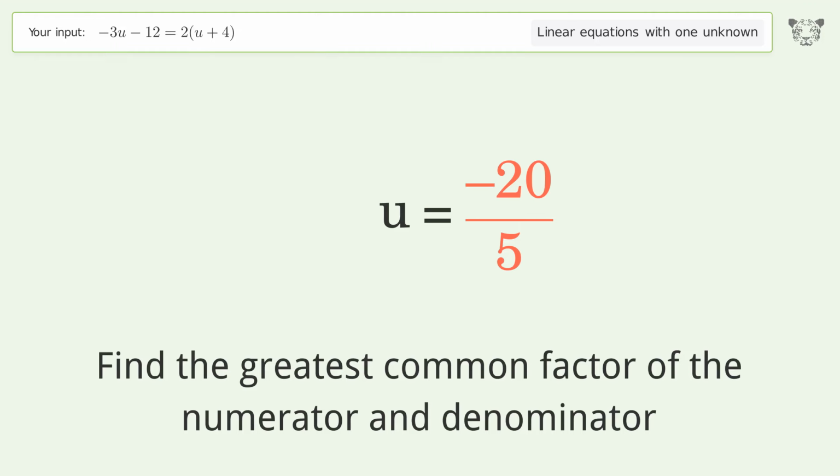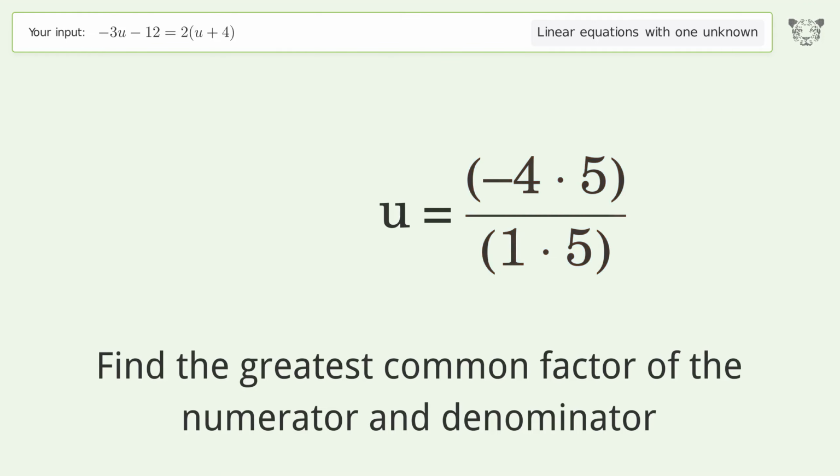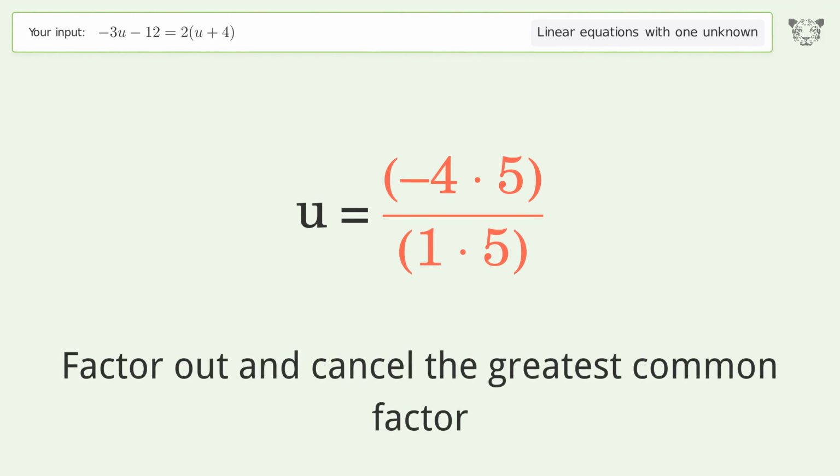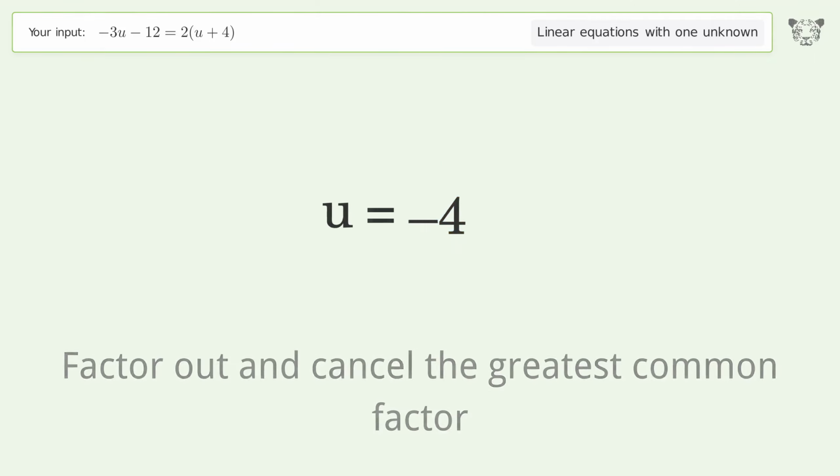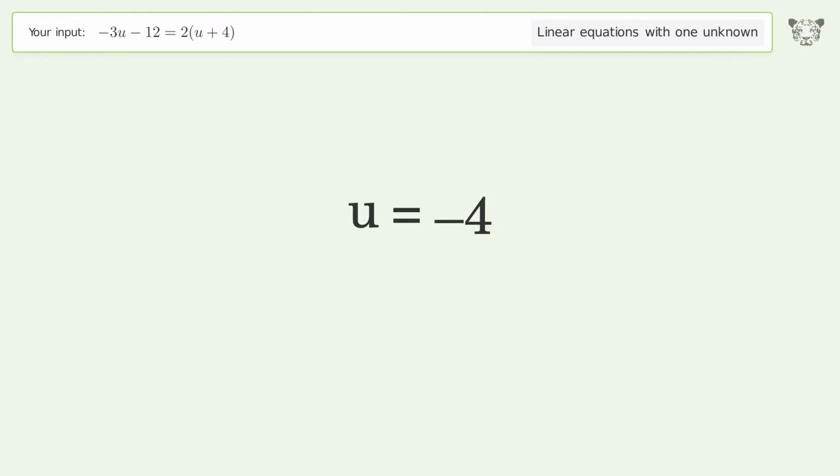Find the greatest common factor of the numerator and denominator. Factor out and cancel the greatest common factor. And so the final result is u equals negative 4.